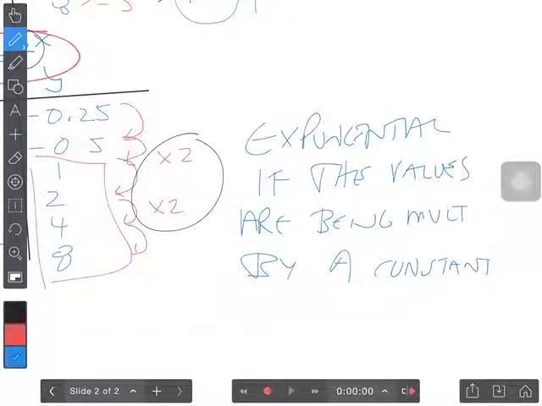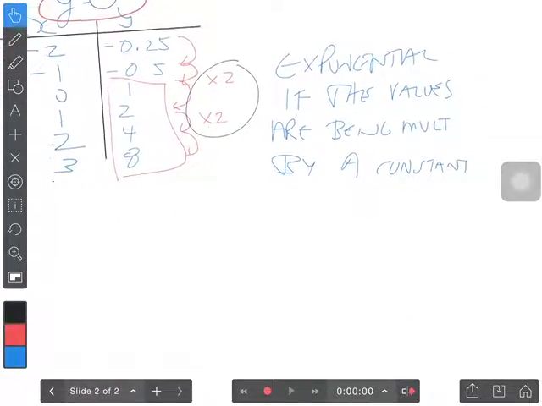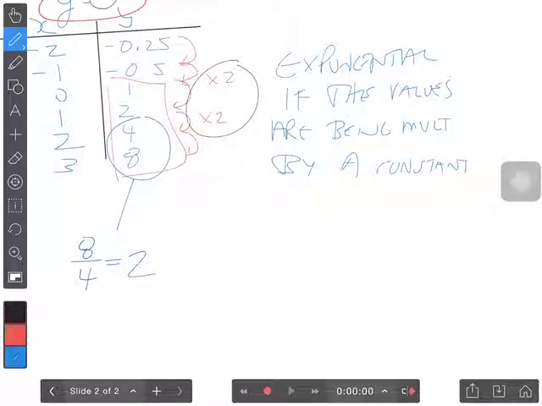So you may have to do a bit of division in order to figure that out. If you weren't sure, down below here, I would take those two values and go 8 divided by 4 is 2. Then 4 divided by 2 is 2. That way, if it's a decimal value, you're okay because you're testing each one to see if it produces the same quotient when you do your division.